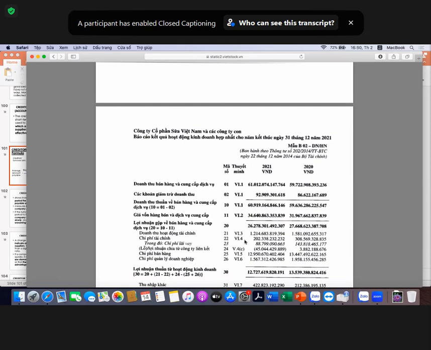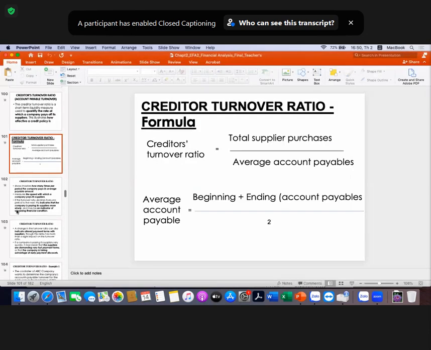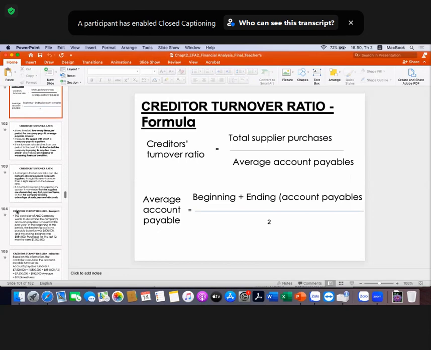It is 39 days. Every 39 days, Vinamilk has to pay off its suppliers. So that's the creditor turnover ratio.